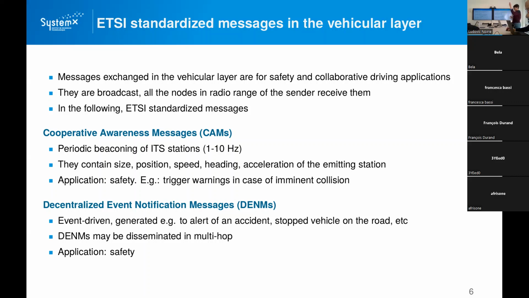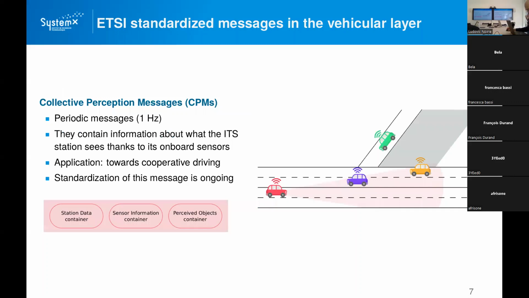I care what will happen like 500 meters from where I stand in my driving direction. There is a third kind of message which is almost standardized. I would say the draft is there, but it's not approved yet, so it's not standardized yet, but it will come soon. And this is called the collective perception message, and this is quite interesting.